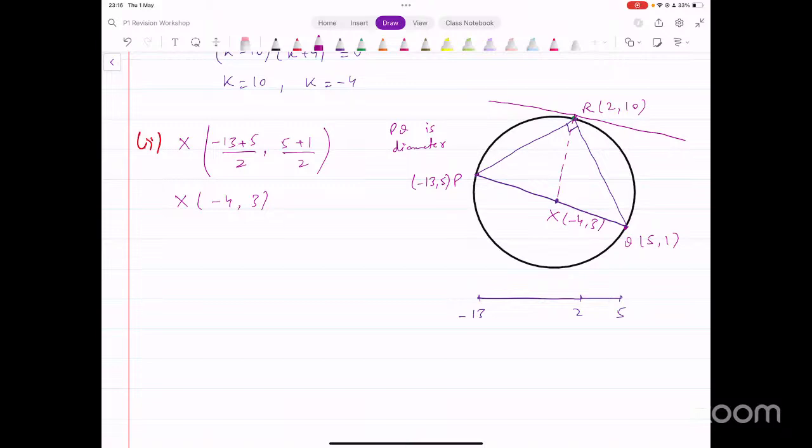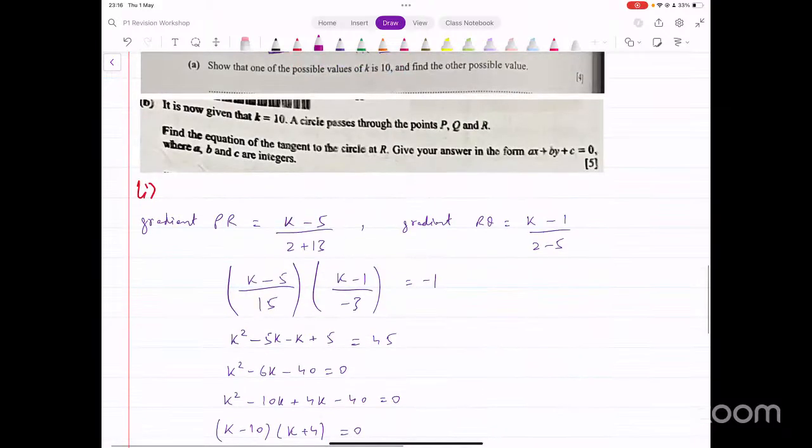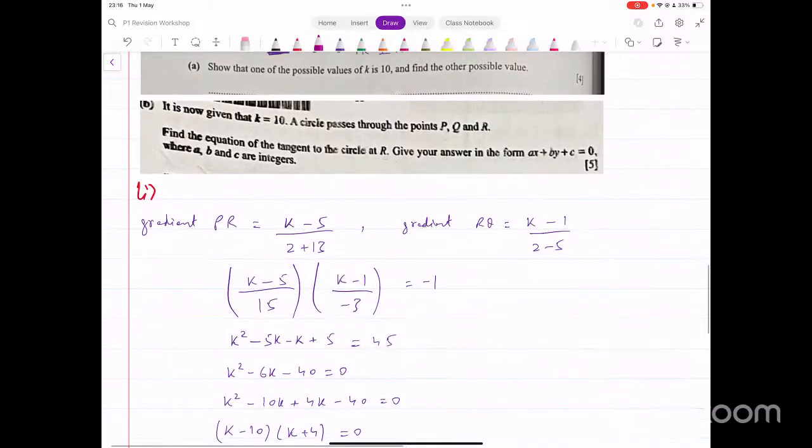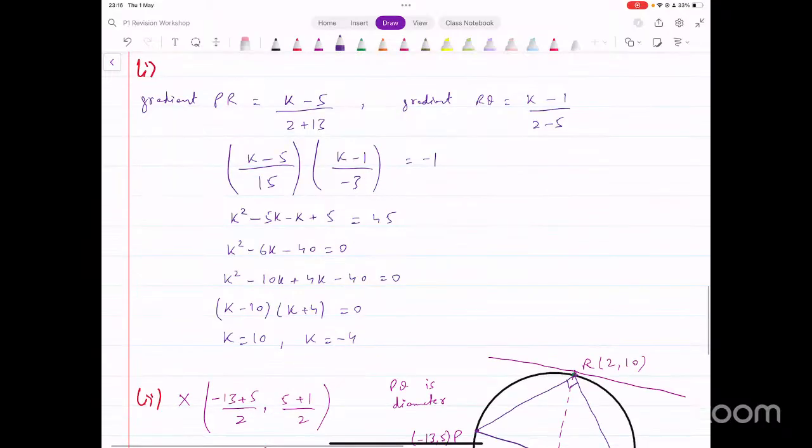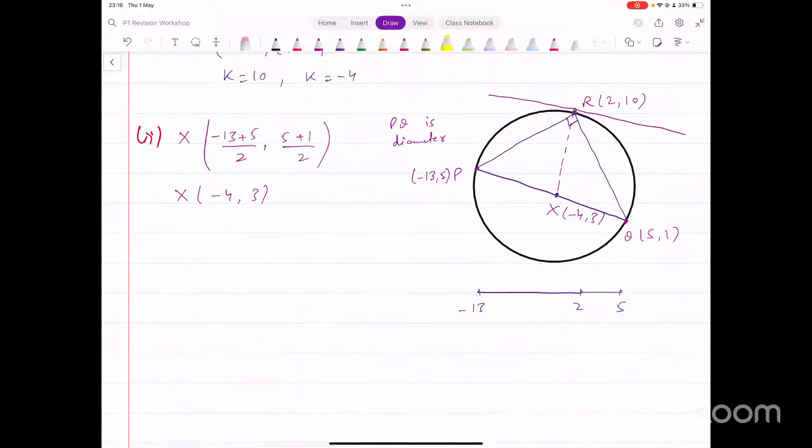We do not need a circle equation here. It doesn't say that we need that. We just need the equation of the tangent. For that, we would just find the gradient of XR and take the negative reciprocal of that. That will give the gradient of the tangent. We have a point on that line already. You can write down the equation.